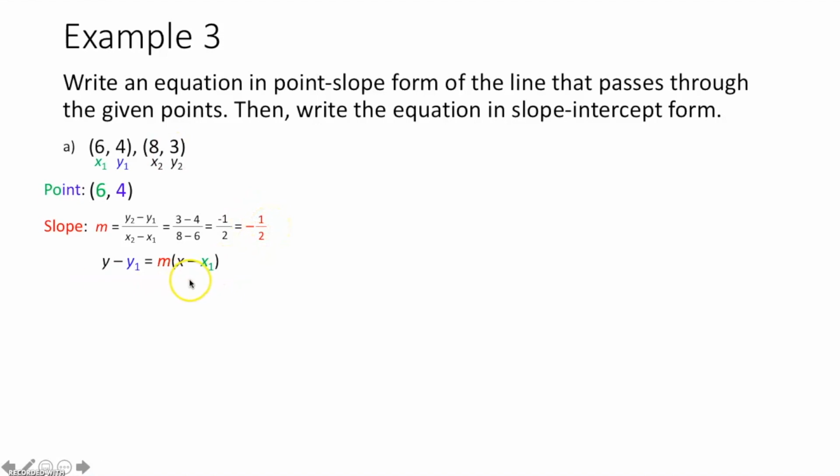Now I'm going to plug that into point slope form here. Negative 1/2 goes in for my m, and then 6 is going to go for my x sub 1, 4 goes in for my y sub 1. Anything to simplify? Nope.